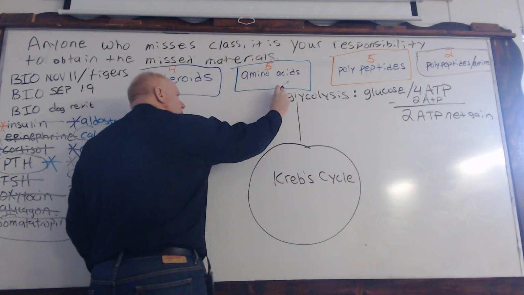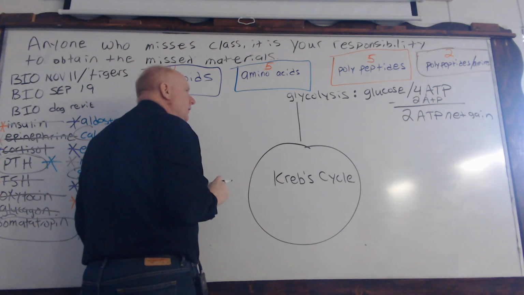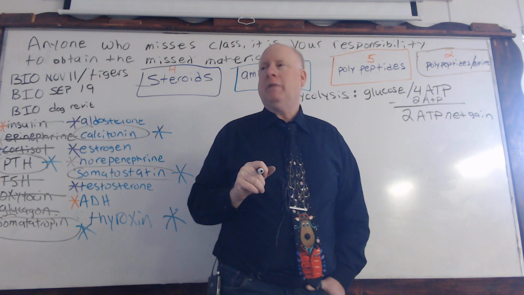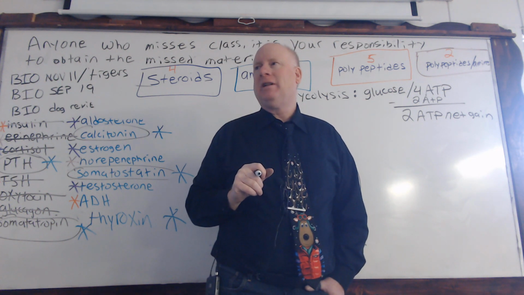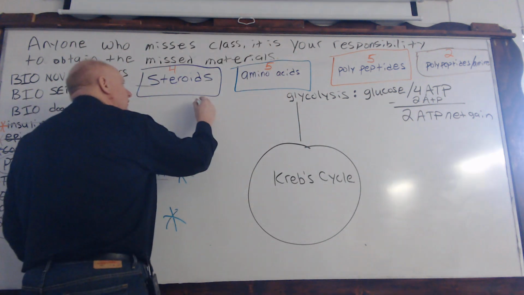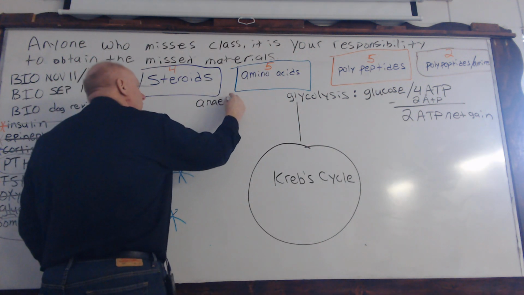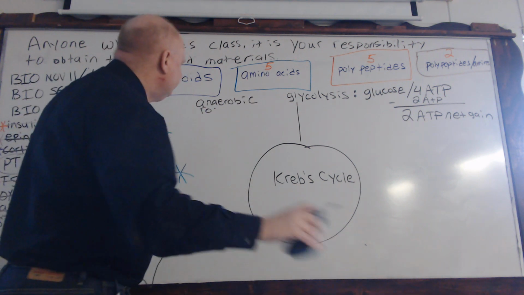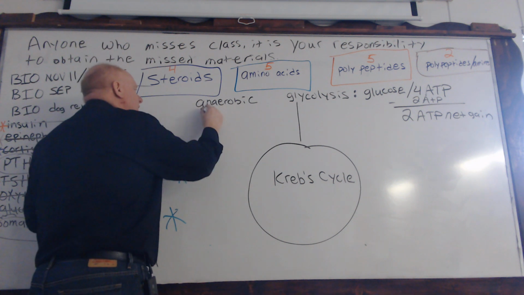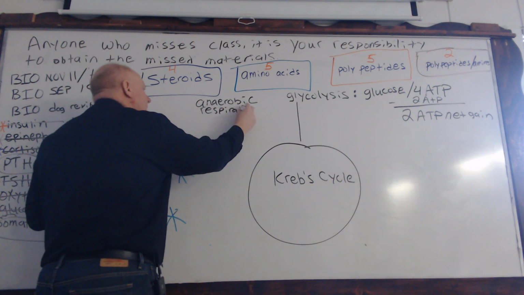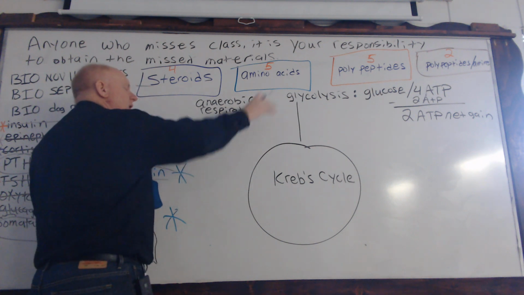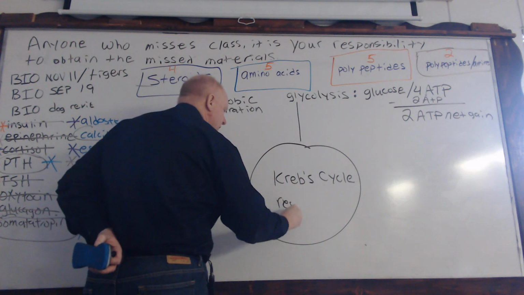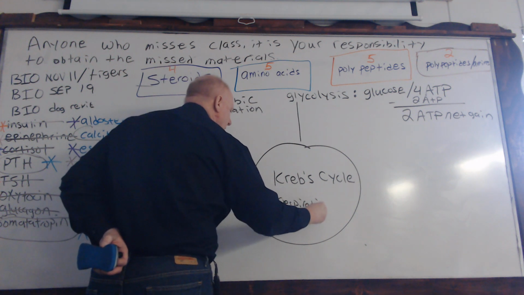This up here is what type of respiration? You know it, you just don't know you know it. It's anaerobic respiration up here. Then once we get down to here, the Krebs cycle is what type of respiration? Aerobic.